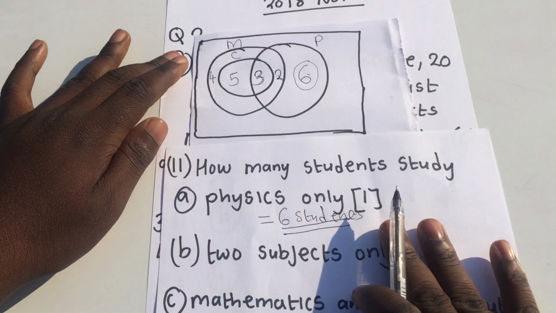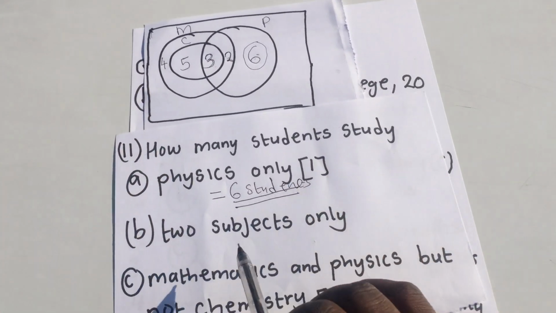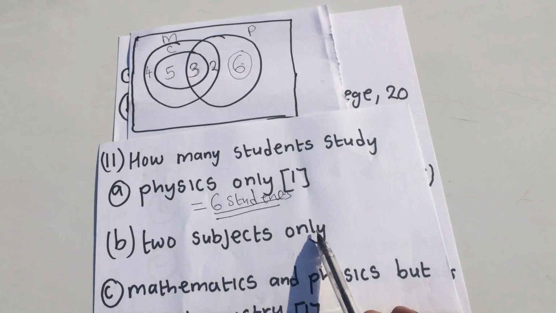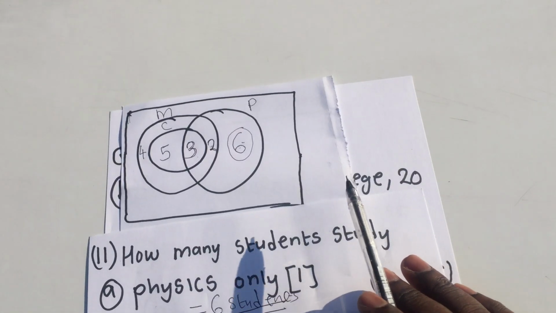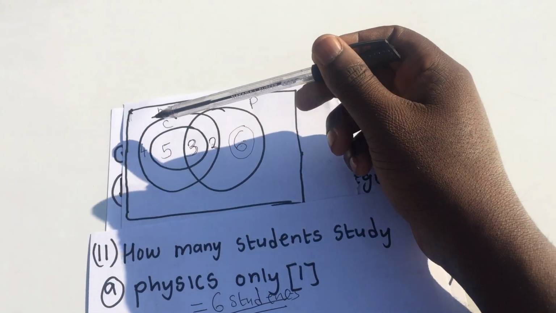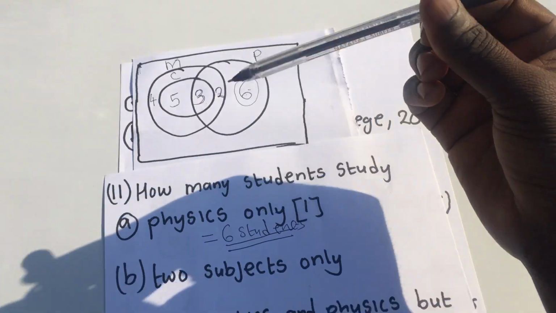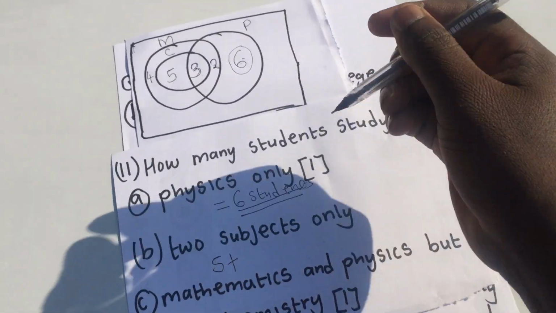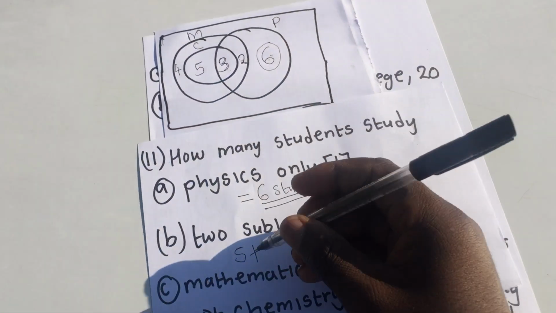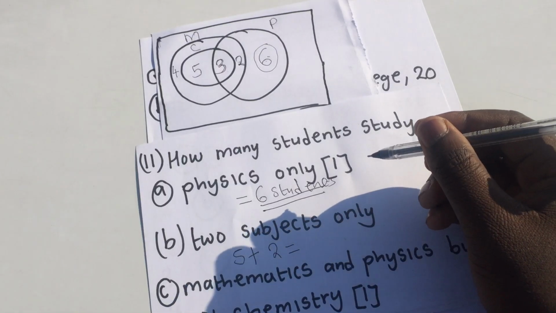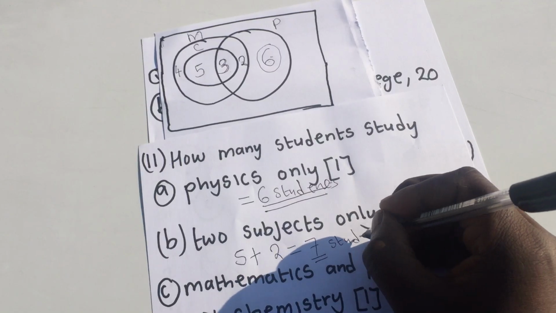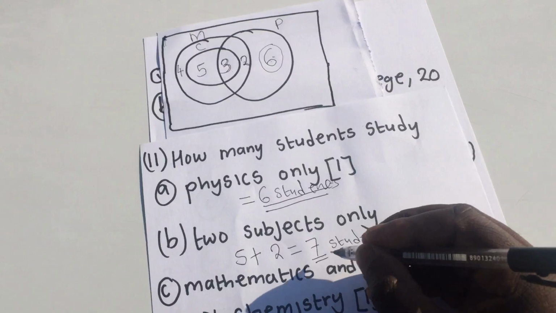We are now on B. Question B reads as, how many students study 2 subjects only? They just want students who study 2 only. So you can see maths and chemistry, there are 5. So you say 5 plus those who study maths and physics, there are 2. 5 plus 2 is 7 students. This is your answer.